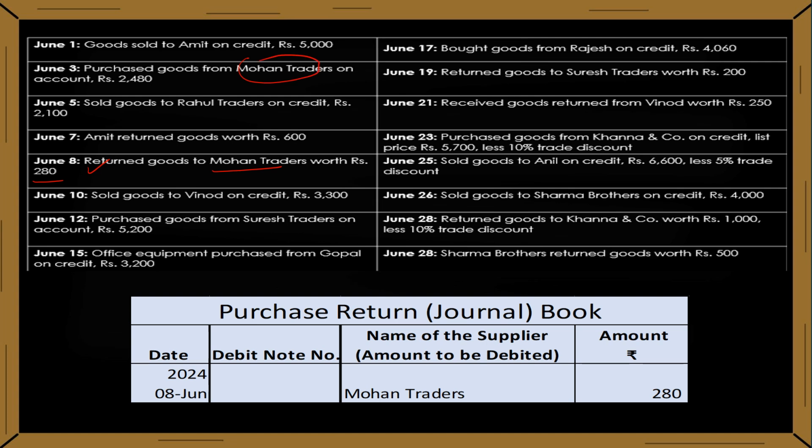So for this we have to open purchase return journal book, which will have the following columns: date, debit note number, name of the supplier, that is amount to be debited, and amount. Date is 8th June. Supplier name is Mohan Traders and the amount is rupees 280.